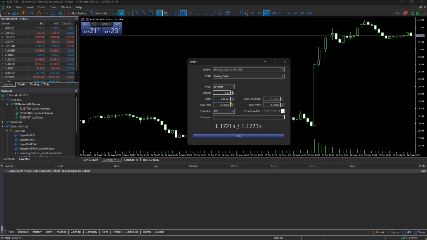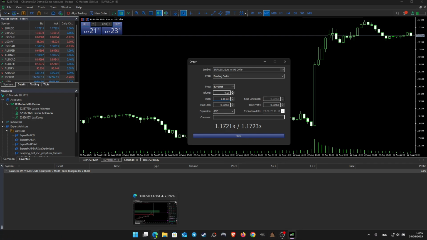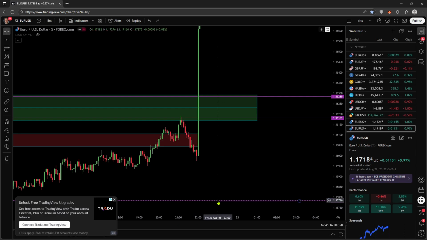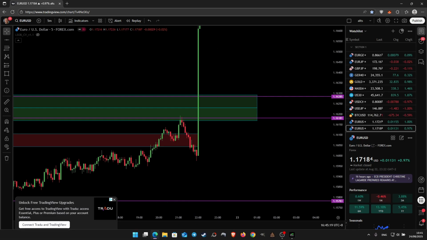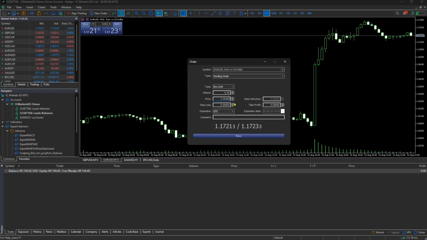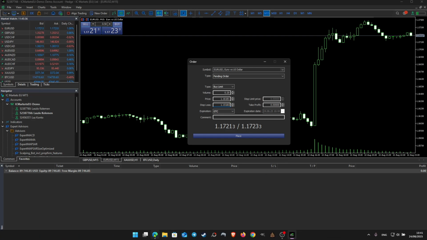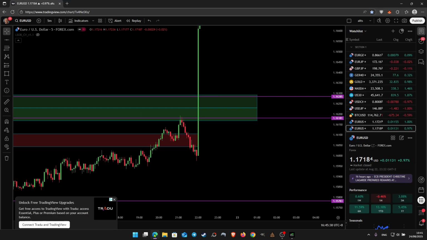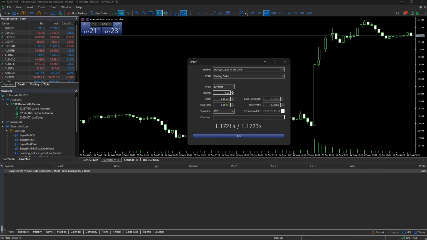The stop loss is at here, 1.15783. Oh my god. 1.15781. Yeah, you can leave it like that.